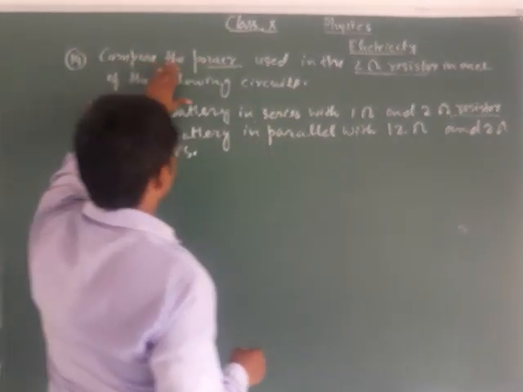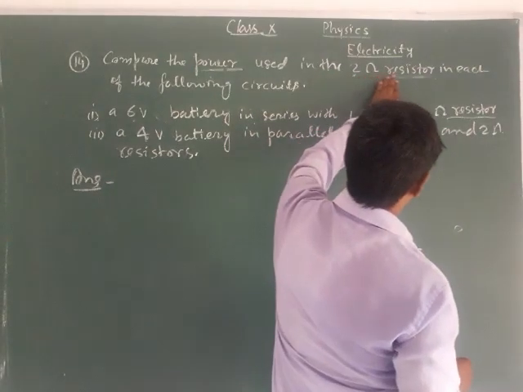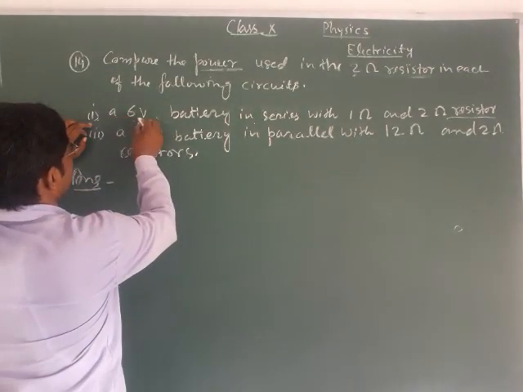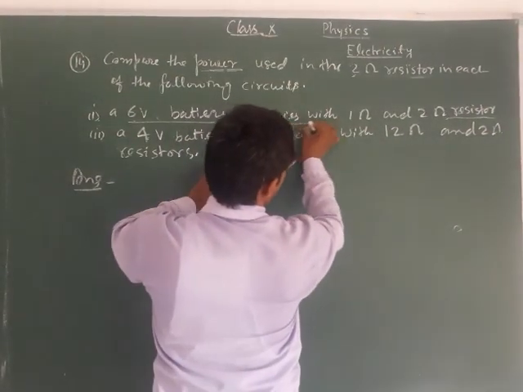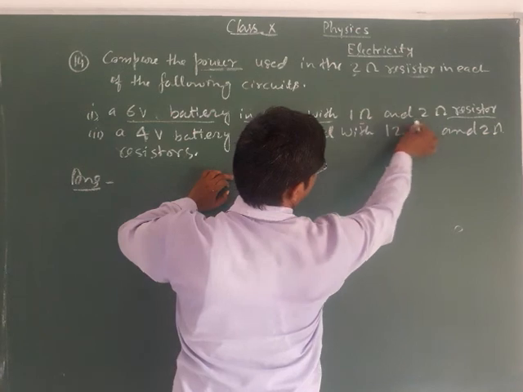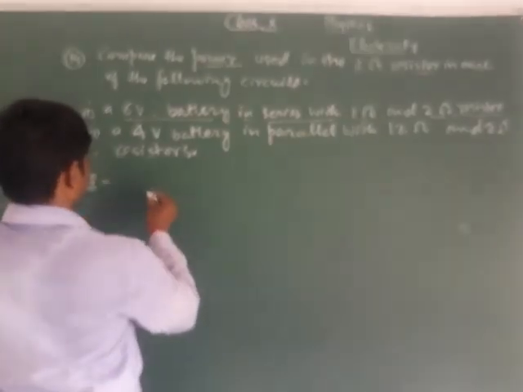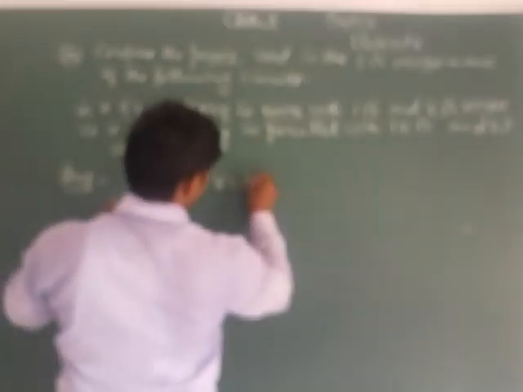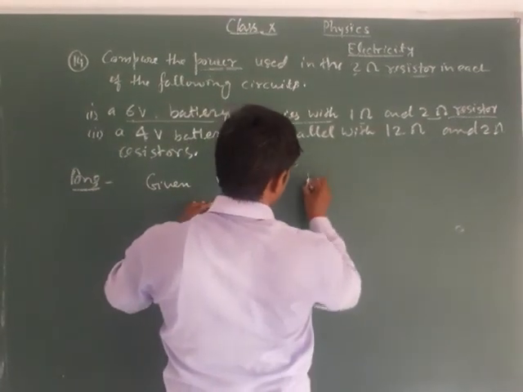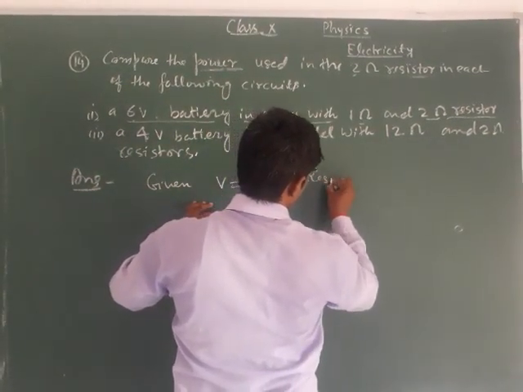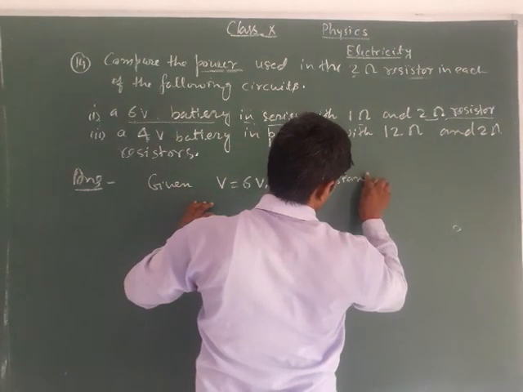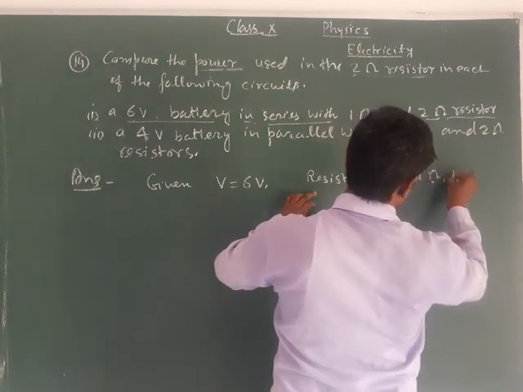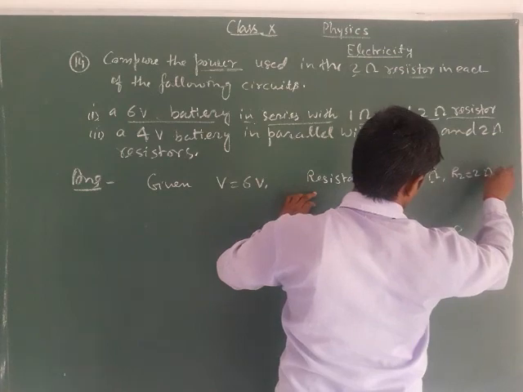Question number 14. Compare the power used in the 2 ohm resistor in each of the following circuits. First, a 6 volt battery is in series with a 1 ohm resistance and a 2 ohm resistor. So now given V is equal to 6 volt and resistances R1 is equal to 1 ohm and R2 is equal to 2 ohm.